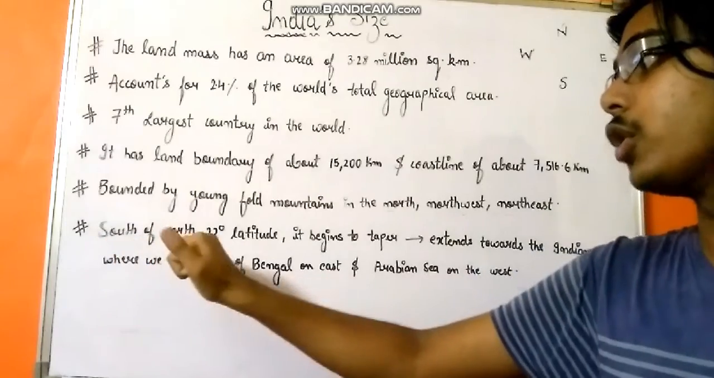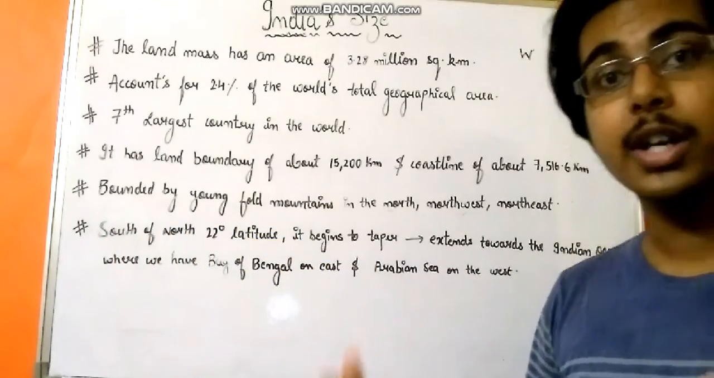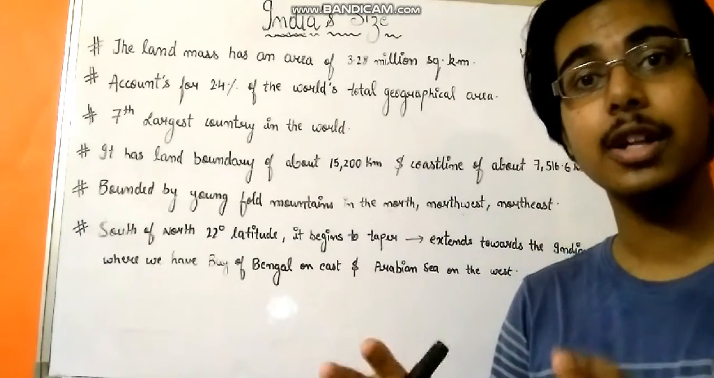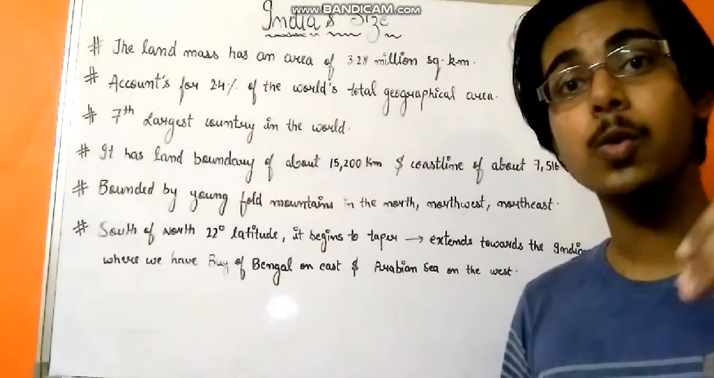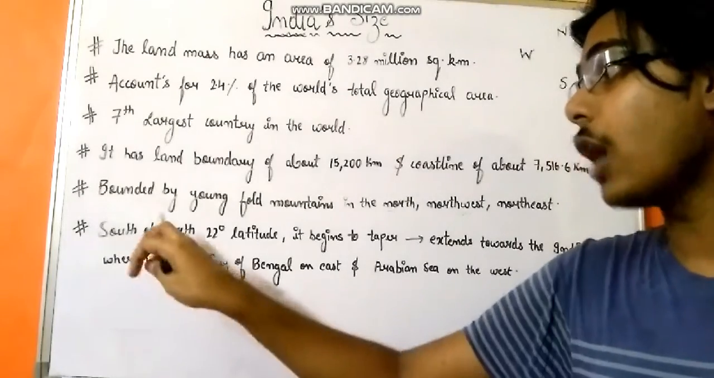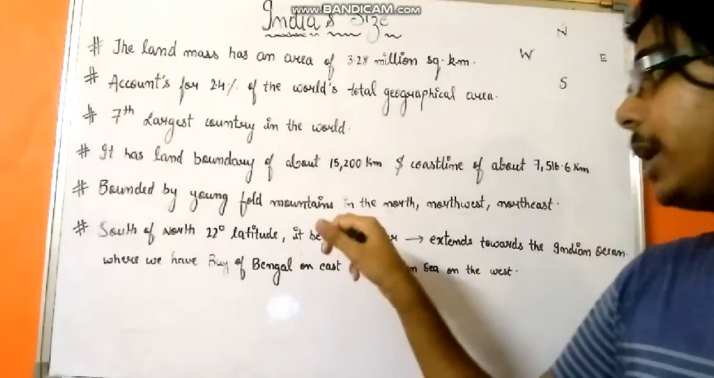Now, south of 22 degrees north latitude. What does this mean? We have studied what is latitude. It is actually a geographical coordinate which determines how far north or south we are from the equator. So south of about 22 degree latitude, it begins to taper.